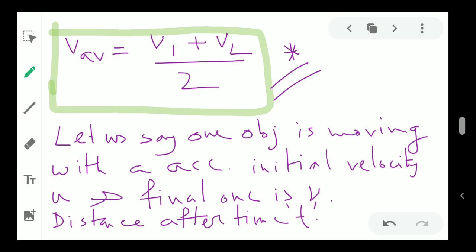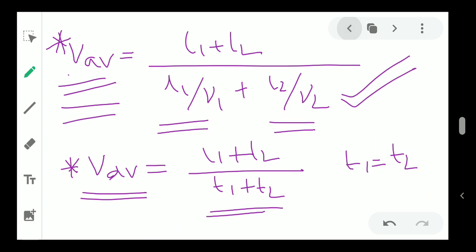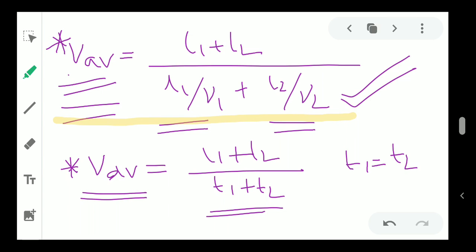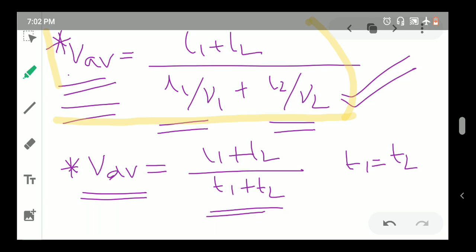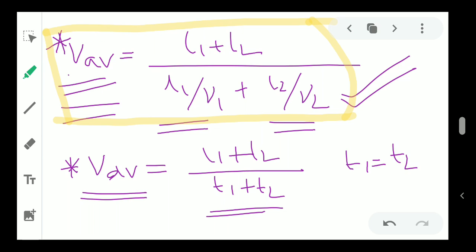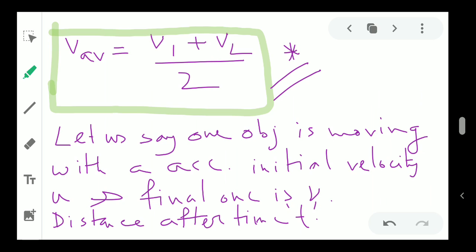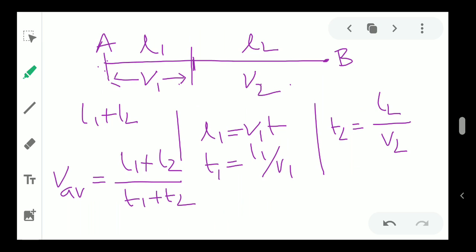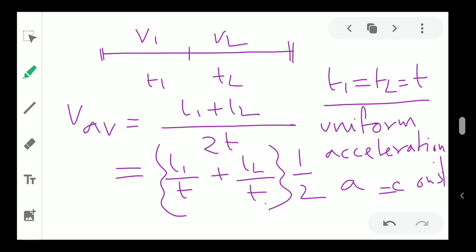This one is very important, the V average, and don't use this formula. You better use this formula, because this formula you can use everywhere, whereas that formula you cannot use everywhere. That formula is only valid when T1 and T2 are the same, that is, the time taken to travel the distance in the first sector and in the second sector is the same. In that case only this formula is valid.